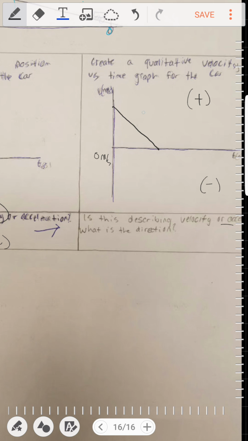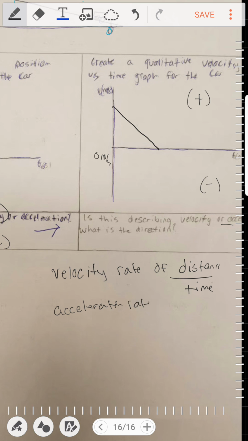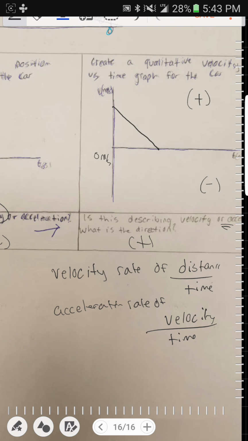Now remember, velocity is the rate of distance over time, and acceleration is the rate of velocity over time. So if my axes include velocity and time, then it's acceleration. So it's going to be acceleration, and it's positive direction. It's positive direction again. Okay, I hope that helps everybody here. There's no confusion. I hope we all feel good on this.